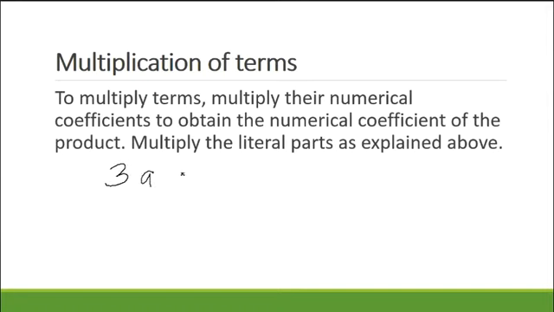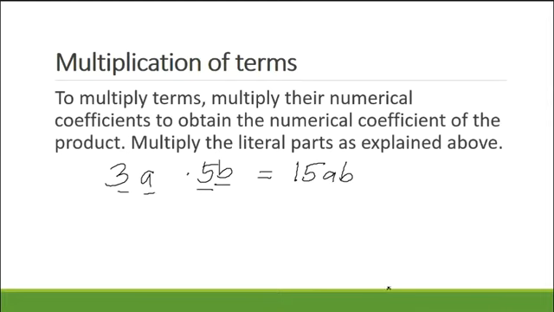3a times 5b. So, magkaiba yung variable nila, a and b. So, hindi magkaparehas, kaya hindi natin pwedeng i-combine yung a and b. So, we can just simply multiply first the numerical coefficient. 3 times 5 is 15 and copy a and b. Pagtabihin natin. Okay. So, that's how we simplify the product of two terms.